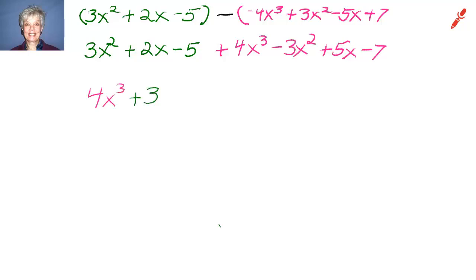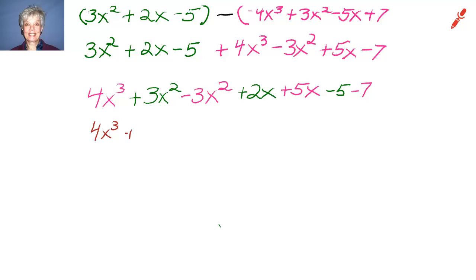Now we're going to write the resultant polynomial, that is, a combination of these two polynomials in descending order by power. Okay, 4x to the third will lead. There is no other cubic term. But look what happens to 3x squared minus 3x squared. Okay, we're going to group them first just to make really obvious what we're doing.